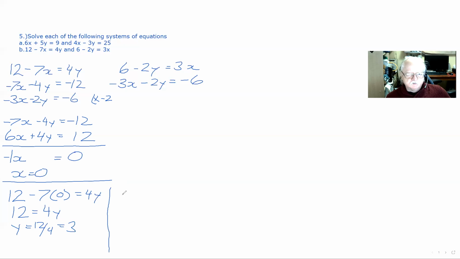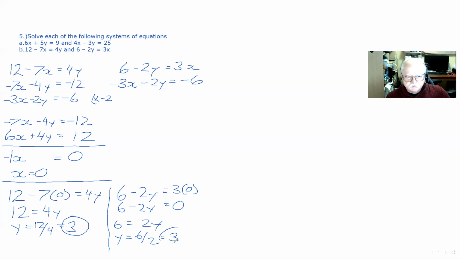So that's good enough as far as it goes. Try the other one. 6 take away 2y equals 3 times 0. So 6 take away 2y equals 0. So 6 equals 2y. So y must equal 6 divided by 2 equals 3. So we're fairly happy. These two are equal.